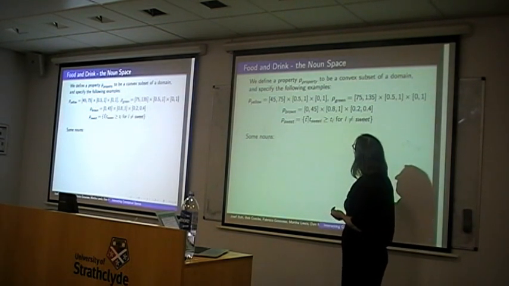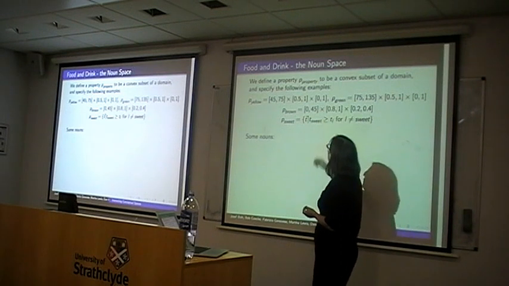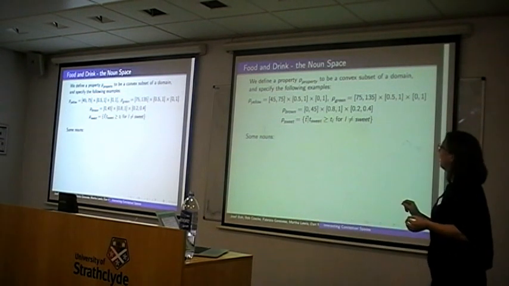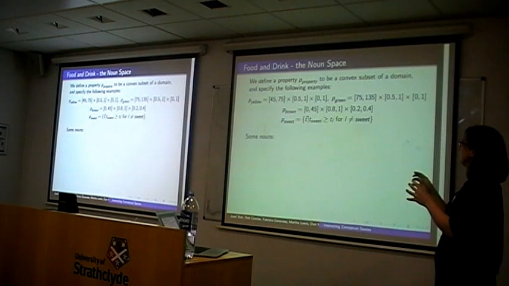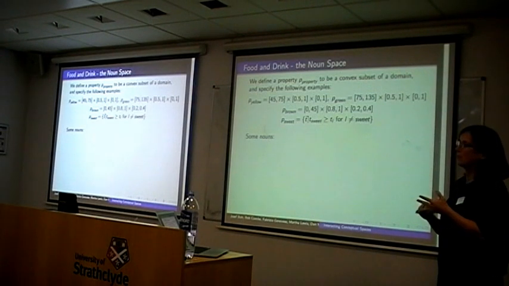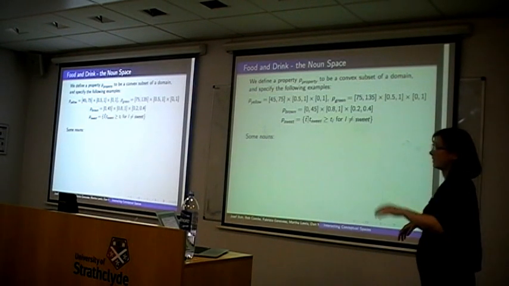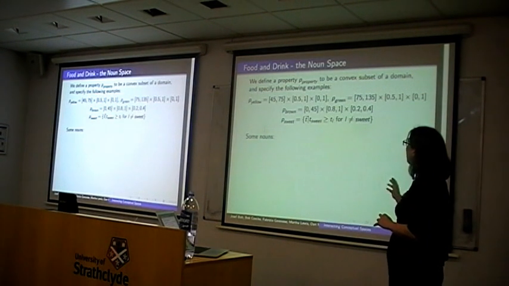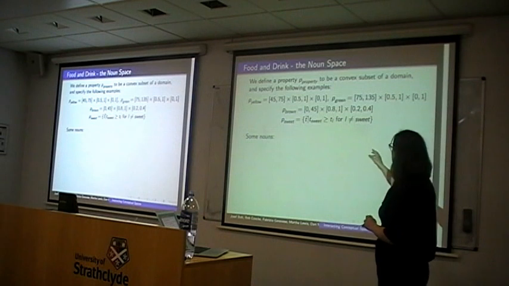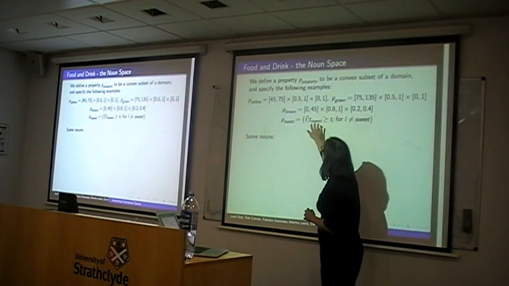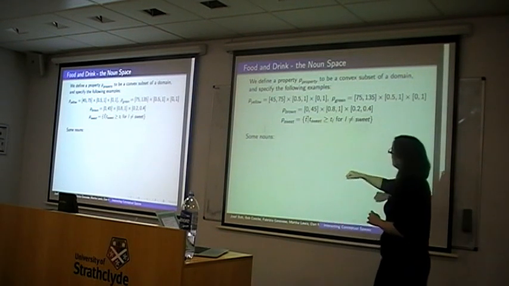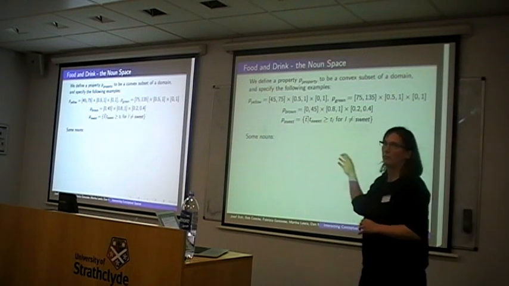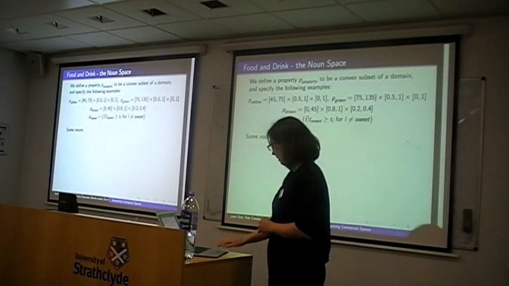The properties for taste. So taste we see as being convex combinations of sweet, sour, salt and bitter. And so this just takes the sort of bit of that space where sweet sort of beats everything else.